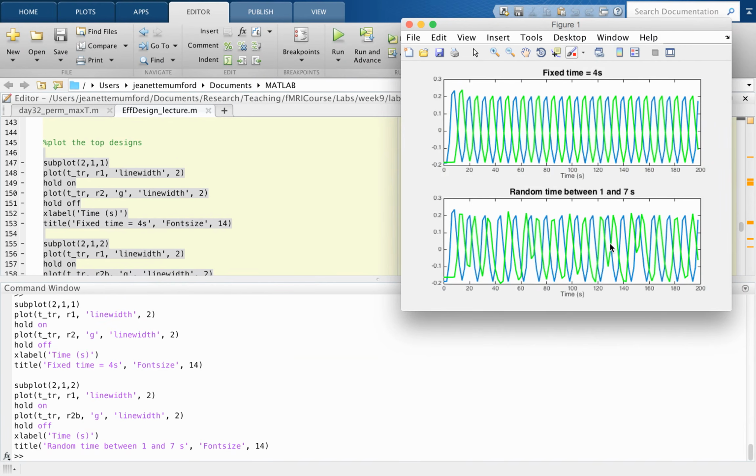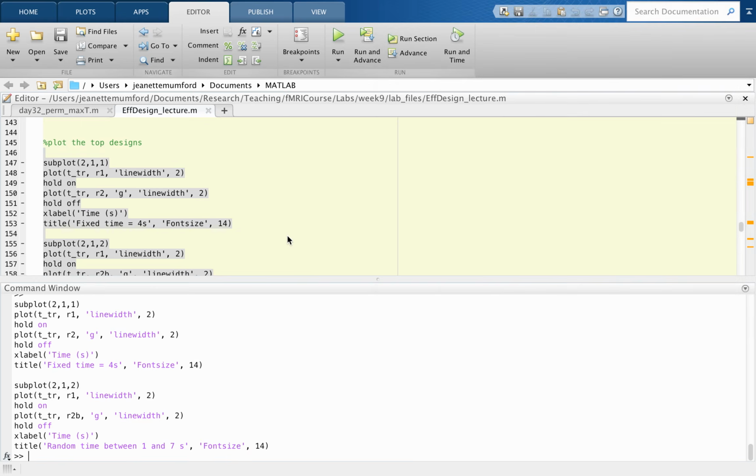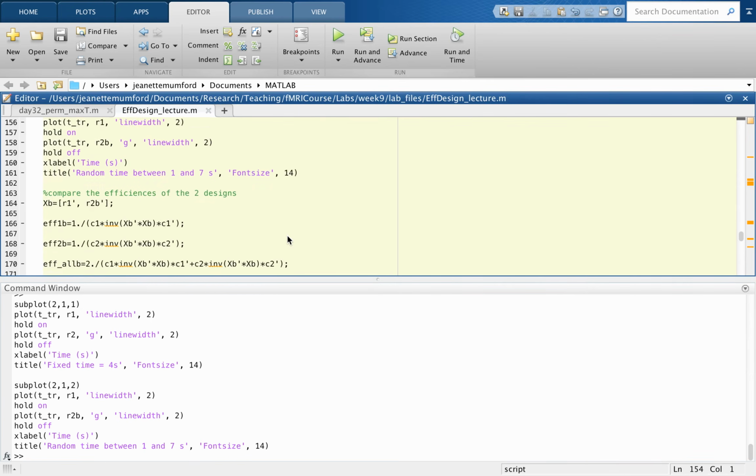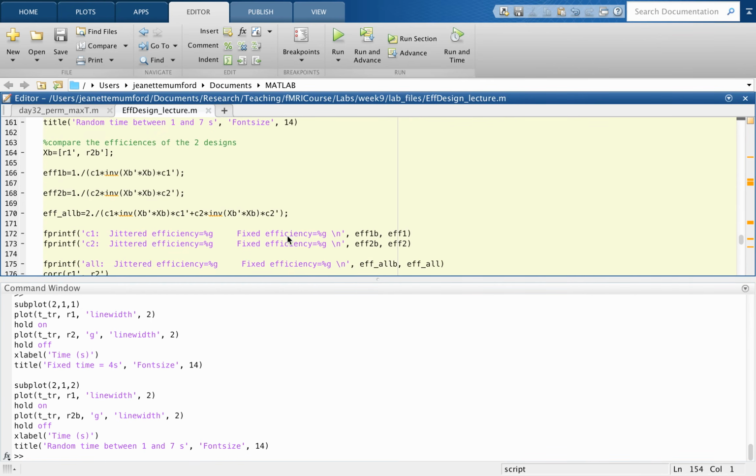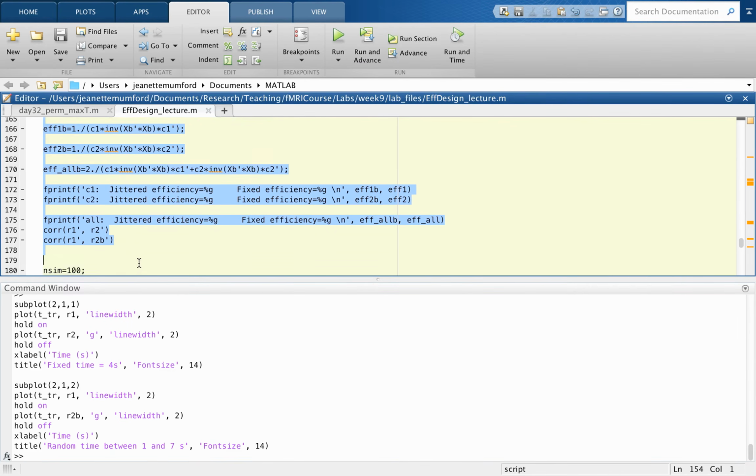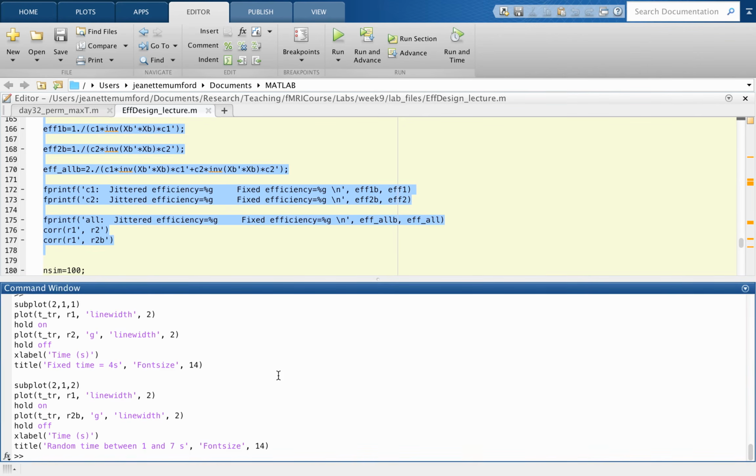Okay. So on average, this interstimulus interval, or this fixation, sorry, will be 4 seconds, the one between the blue and the green. Likewise, on either side of the green, it'll be an average of 4 seconds. It's just jittered now. Okay, so now I'm going to compute the efficiencies, same equations, and we're going to compare them and look at the correlation.